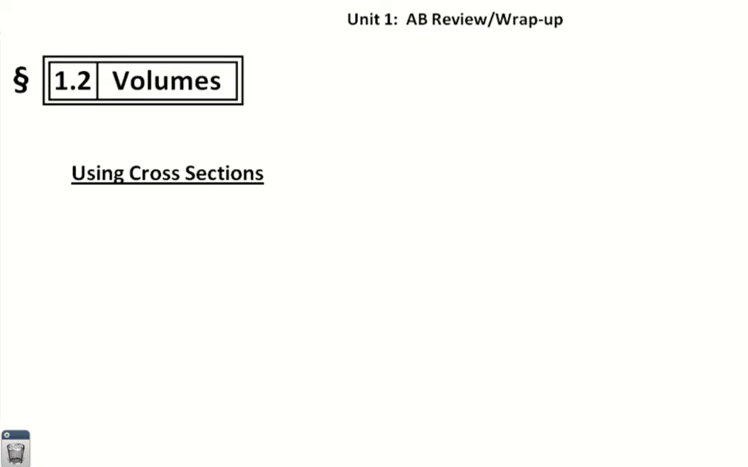Okay, here we go. 1.2 volumes. And this should be a pretty clear continuation of the stuff you probably did at the very end of your AB class last semester. And so we're going to carry on with cross sections.